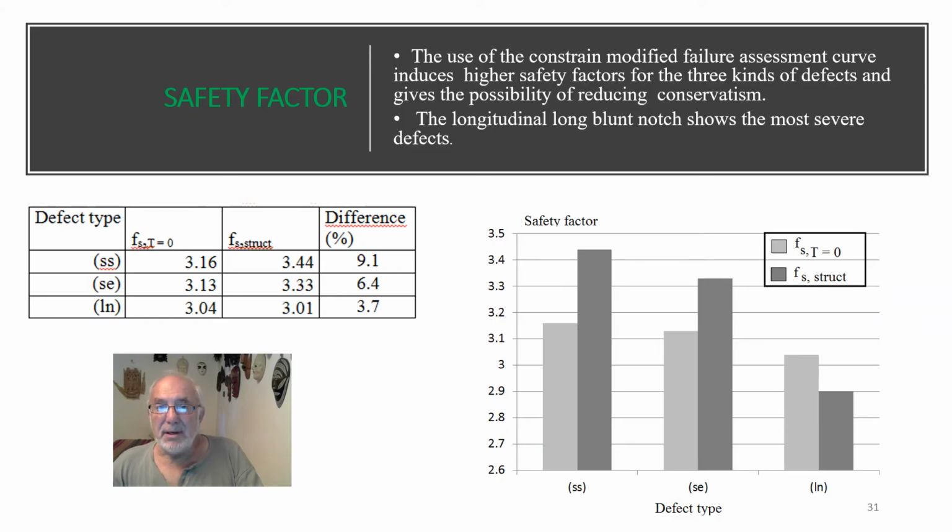Here we look at the influence of a modified failure assessment diagram on the safety factor. We compare the safety factor of a classical failure assessment diagram with the safety factor obtained with a constraint modified failure assessment diagram. And we do this for the three kinds of defect: semi-spherical, semi-elliptical, and long notch. We can notice that the safety factor obtained on a constraint modified failure assessment diagram is greater than the classical safety factor obtained on the failure assessment diagram, and the difference is less than 10%.